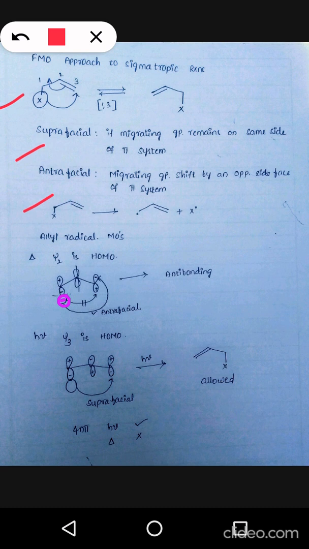FMO assumes an allyl substituted compound like this. To understand the FMO analysis for this compound, let us assume homolysis of this allyl substituted compound. By homolysis, we will get an allyl radical and an X radical, and we consider the molecular orbitals of this allyl radical. For the allyl radical, the HOMO will participate in reactions. So the HOMO of the allyl radical is Psi2. Take Psi2 of the allyl radical.